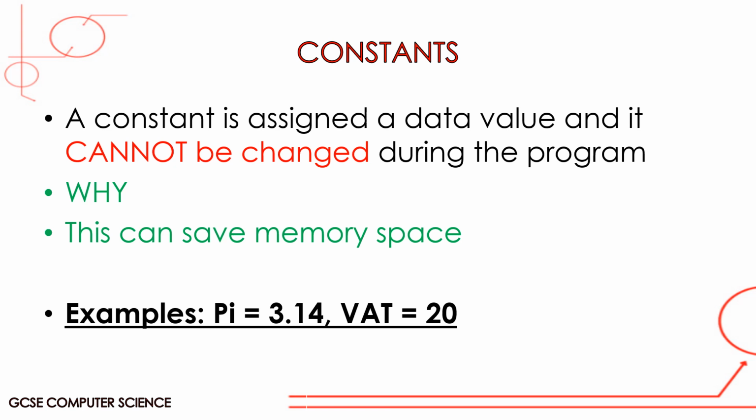A constant is similar to a variable in the sense that it is a data value with a name and a designated area of memory. However, a constant cannot be changed during the program. Why would you want to do that? It's because it can save memory space. Examples of constants would be things like pi is 3.14, VAT equals 20. It's usually something that is set at the start of the program and you will not see it change throughout the program.